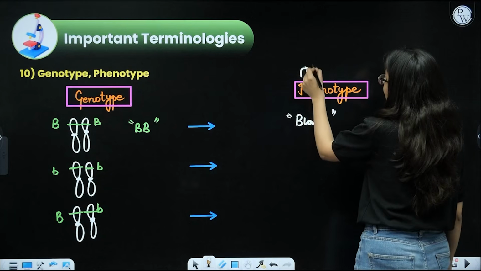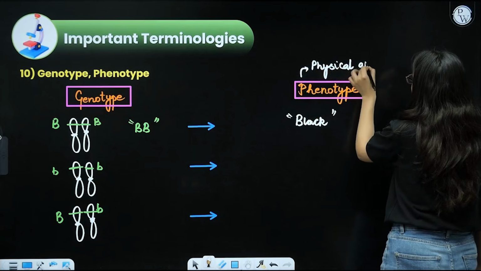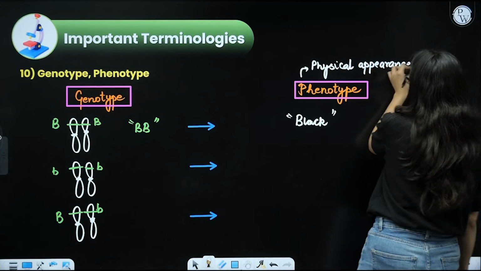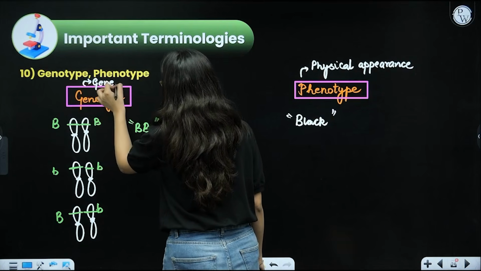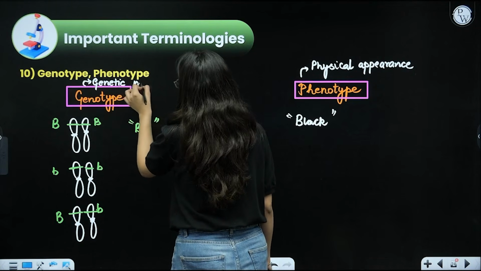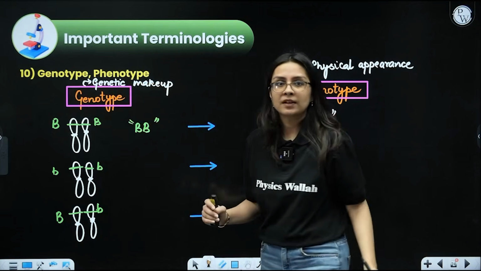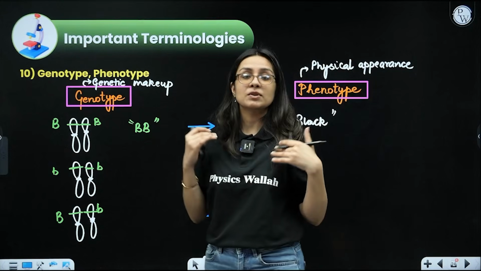P for phenotype, P for physical appearance, what we are able to see from outside, and G for genotype, G for genetic makeup, what is present in the genes or the chromosome combination. Got my point? Now tell me one thing, beta, are you able to see the genotype? No, you are only able to see the phenotype of how a particular thing is looking physically.